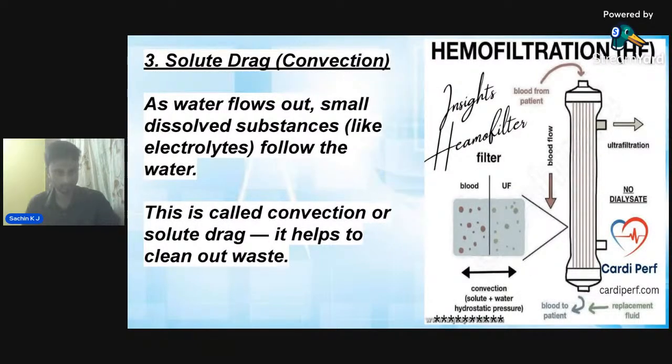Next, let's see solute drag, convection. So how will water pass? As water flows out, small dissolved substances like electrolytes follow the water. This is called convective solute drag. It helps to clean out waste. Whatever patient blood we are getting, during filtration along with water, solutes will pass. So this is called convection. Here, hydrostatic pressure will apply.